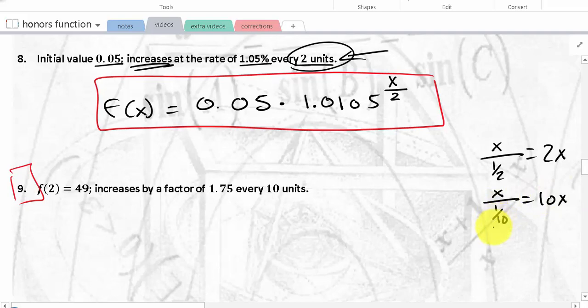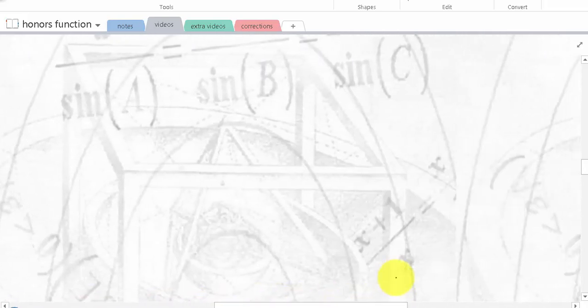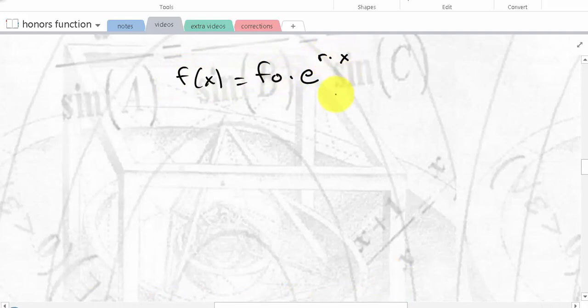Well, what about if it is not just every 1/10 of a unit? What about if it is all the time? What about if it is the continuous model? We've seen what happened to the continuous model, right? What happened if you have a continuous model? f of x is f naught times e to the rx. We've seen that again in the previous set of notes. So if it is continuously, then the base becomes e. All right. So we're going to finish this lesson by comparing rate of increase. Let's check out the question.